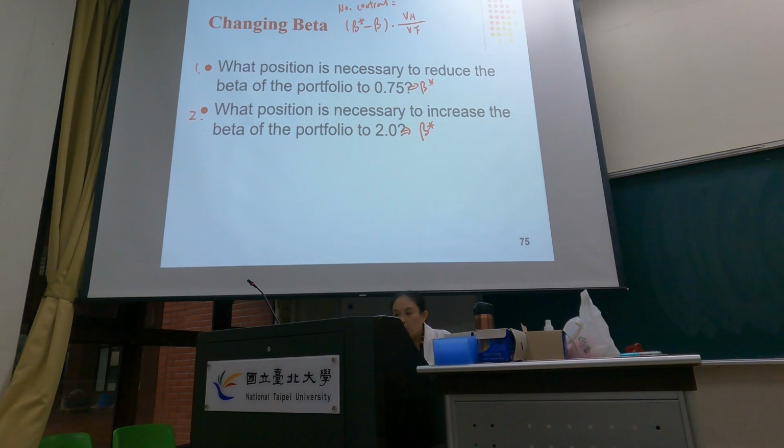Okay, and remember one thing very importantly. If you come up with a positive number, that means you go long. If you come up with a negative number, that means you go short. Are we okay with that? So actually this formula is better because from the sign, you can conclude whether you should long or short the futures contracts. Okay?